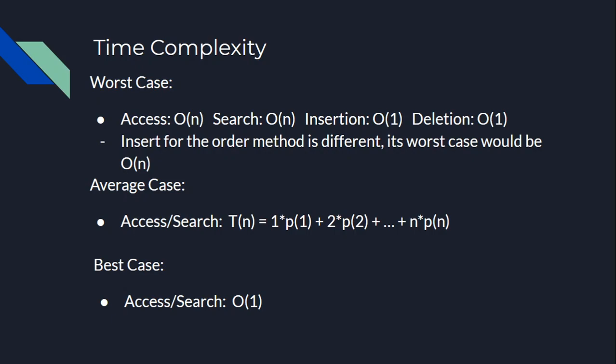The average time complexity for search and access in this structure could be described by the equation T of n equals 1 times P of 1 plus 2 times P of 2, and so on, where P is the probability of that element being selected. And the best case time complexity for search and access would be constant, where the element we're searching for is at the front or head of the list.